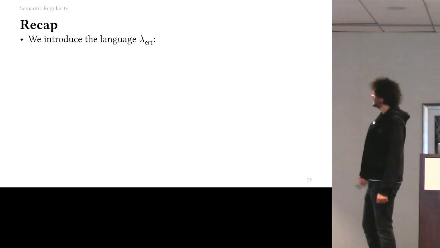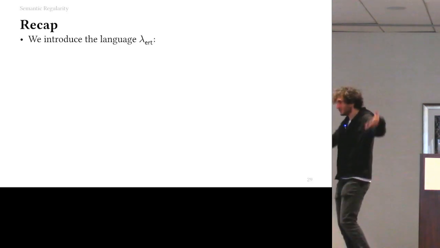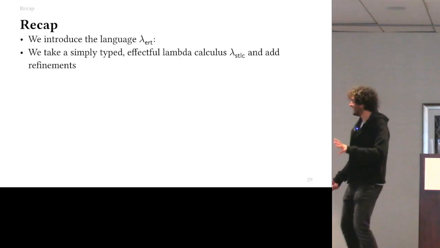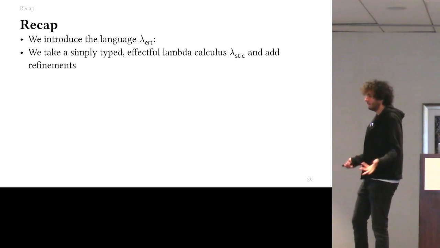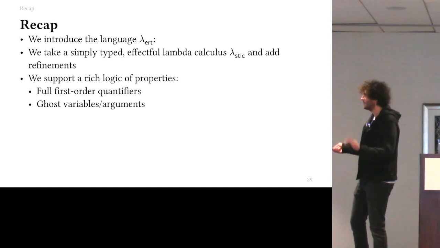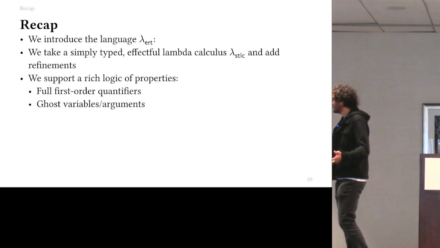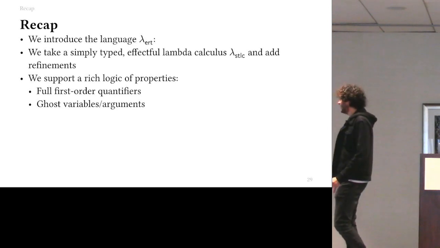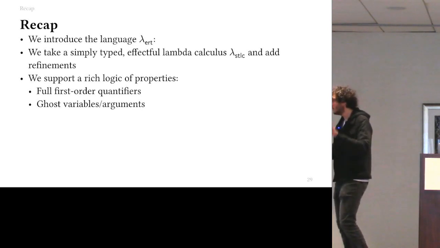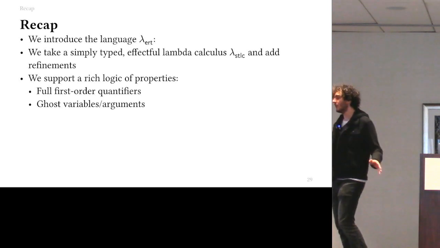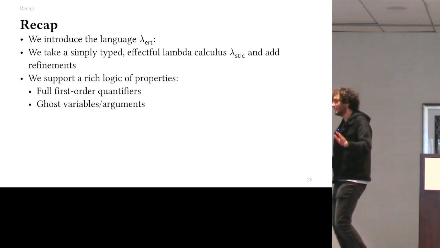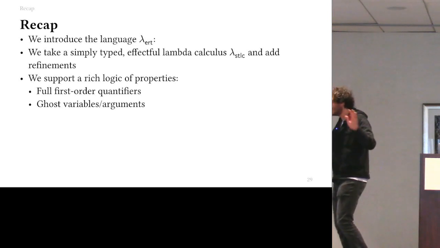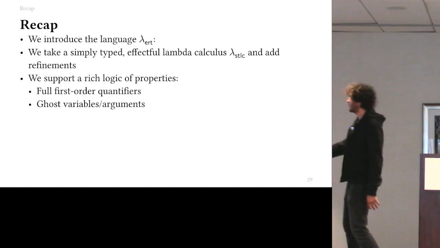Yeah. So, recap. We introduce lambda ERT, which is just taking lambda STLC, simply typed effectful lambda calculus, and of course we're gonna make it a bit more refined. We don't want crude things here, right? And we support a rich logic of properties. We got full first order quantifiers, we got ghost variables, we got arguments, and remember, our language is higher order, even though our quantifiers are just first order. So we do support higher order functions, and if first order logic is good enough for ZFC, it's good enough for me. However, we would like to support higher order stuff later.